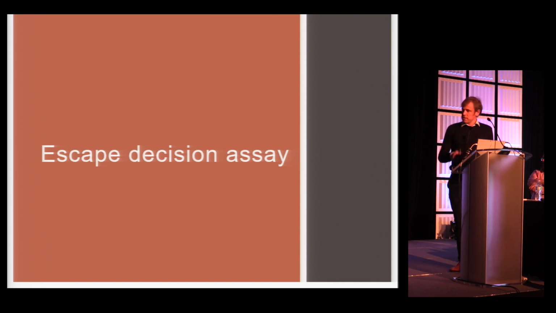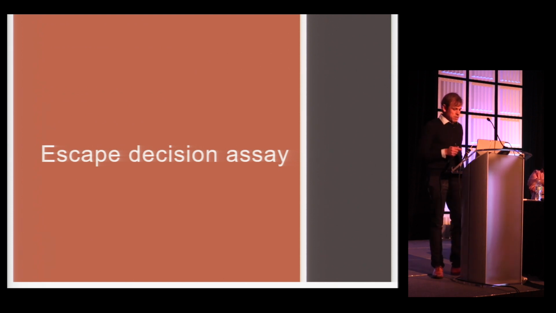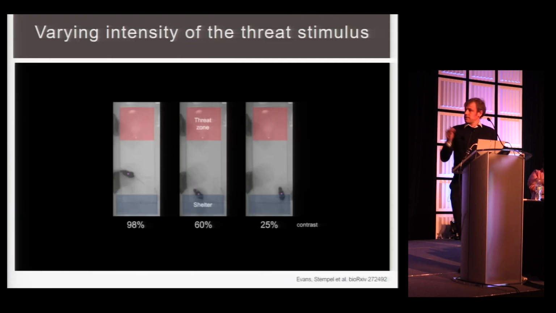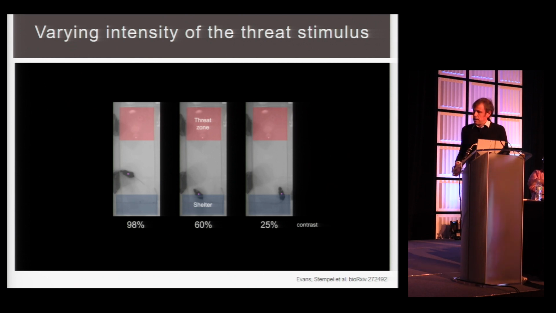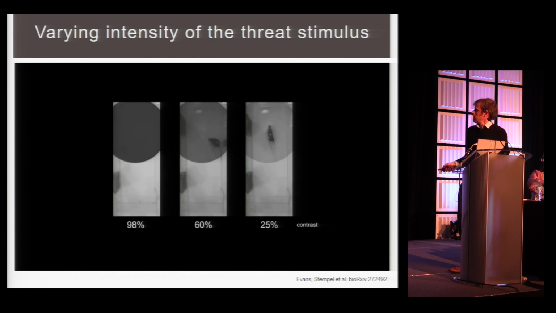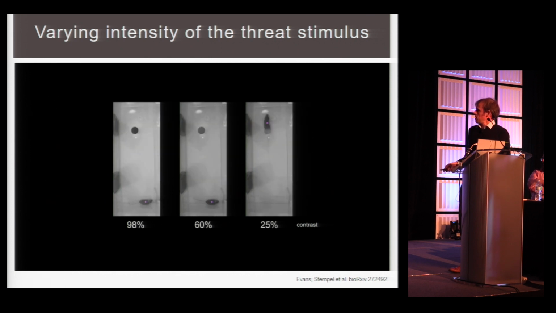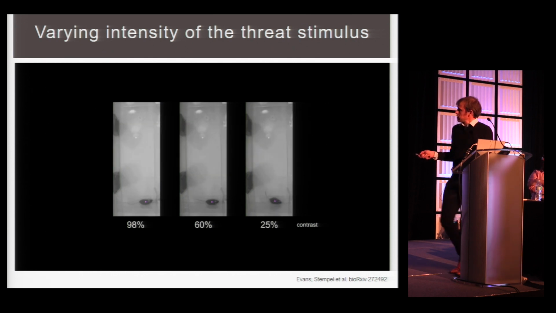All right, so to investigate the mechanisms that underlie escape decisions, we developed a very simple assay where we vary the intensity of the threat stimulus, here by varying just the contrast, as a means of changing the probability the animal perceives the stimulus as an actual threat. What we're going to show here is an example video illustrating the same mouse exposed in consecutive trials to a high contrast, mid, and low contrast.